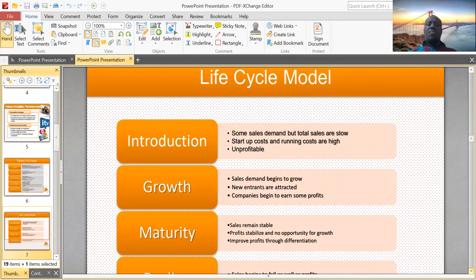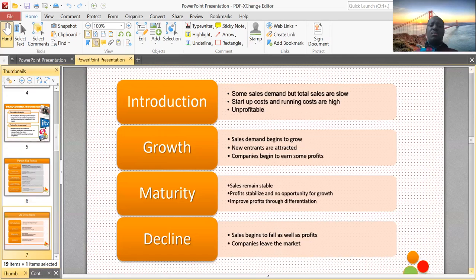Then let's look at the life cycle model. What is this model all about? It's basically talking about the fact that organizations and their products go through a certain life cycle, just like the life cycle of an individual. You start as a baby, you grow to become a child, an adult, and you become old. This is the same logic. So organizations and products have a life cycle. The first stage in the life cycle is introduction, or the introductory phase.